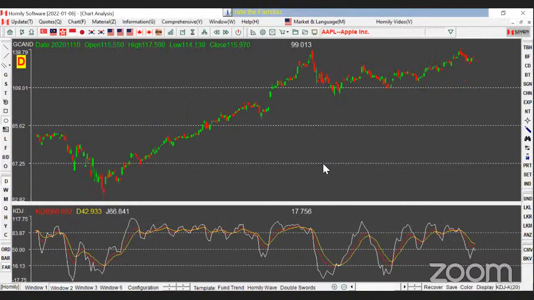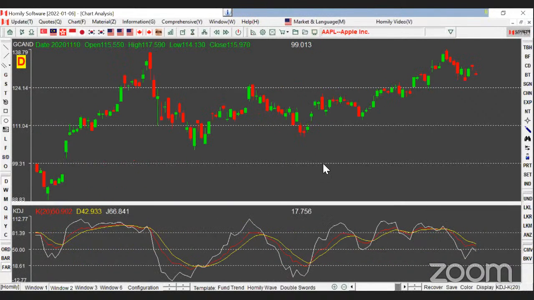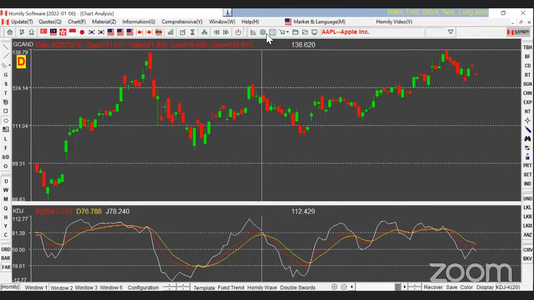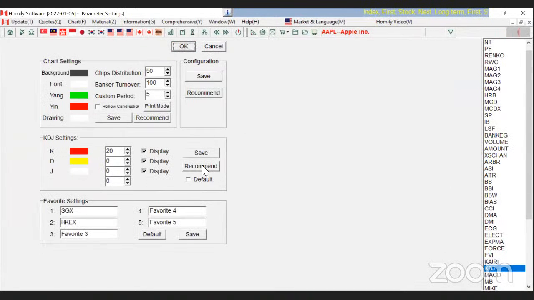Okay, so for example, let's say Apple, right? So this is for Apple, just taking Apple as an example. So for Apple, if I switch the parameter for K back to 9 days, okay, that's the default and that's the recommended parameter.